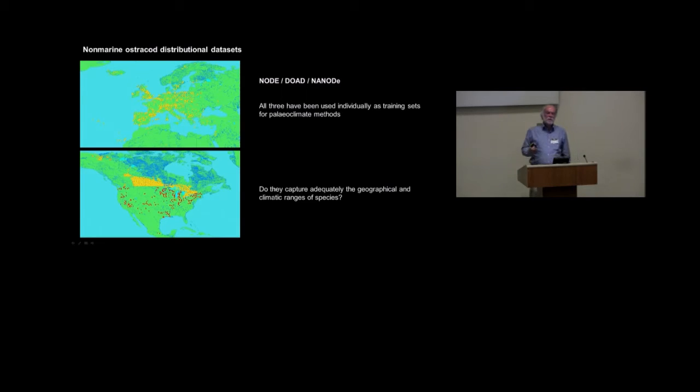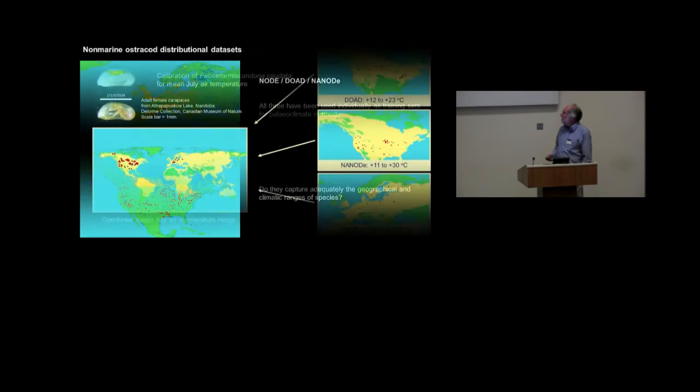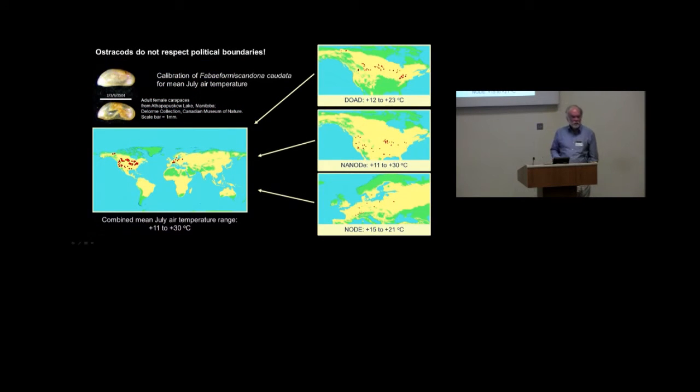All three of these have been used individually for paleoclimate reconstructions and various paleoenvironmental applications. But do they, on their own, capture adequately the geographical and most importantly the climatic ranges of species? And the answer is no, they don't. First of all, ostracods don't respect political boundaries, fairly obviously. So if you look at the Canadian data set, you have that line across there, which is the US border, and you have no records south of that.